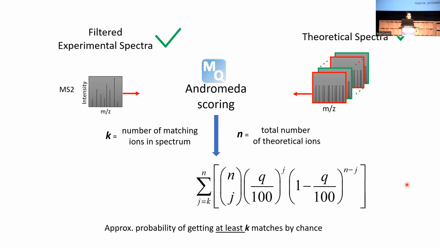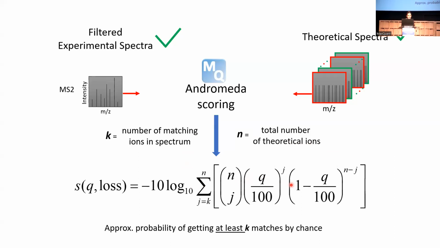After I calculate this number, I take the logarithm of it, and then I multiply by -10. We multiply by -10 because, first of all, the lower this binomial probability is, the more confident we are about the identification, about the matching. But usually the bigger the score, the better the identification, which is why we multiply by -10. So this is the Andromeda score.